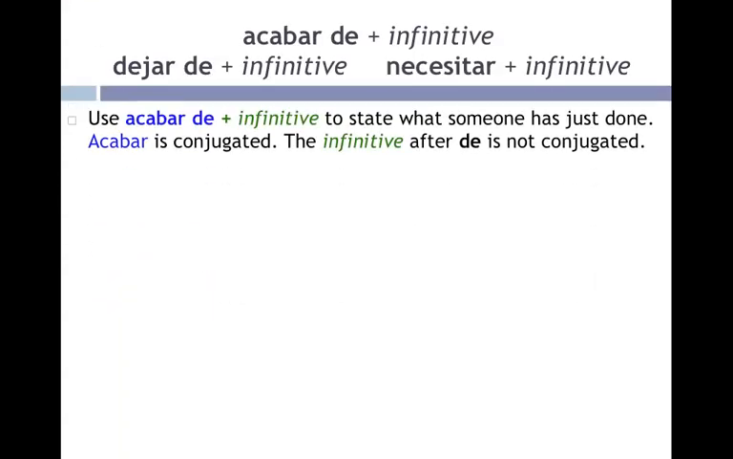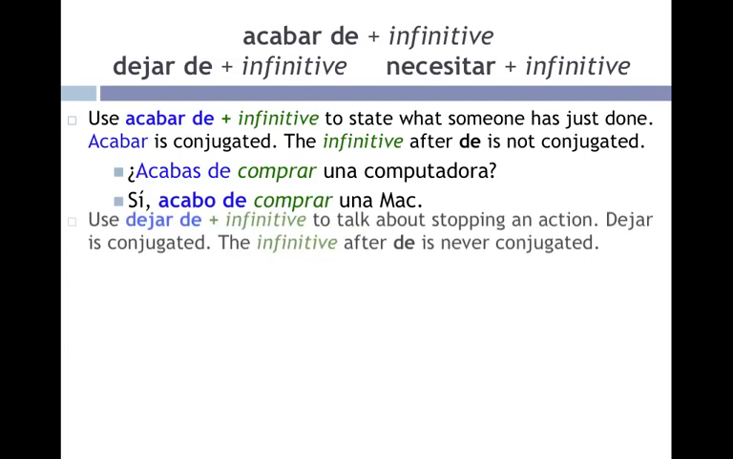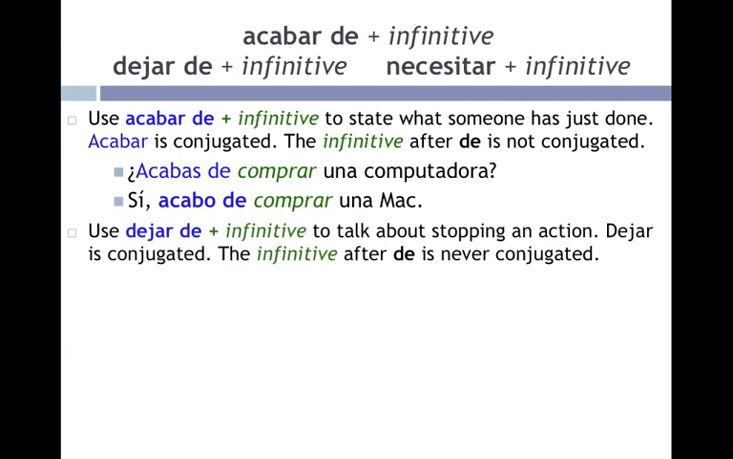So a quick recap, use acabar de plus an infinitive to state what someone has just done. Acabar is conjugated. The infinitive after de is not conjugated. Repitan, ¿acabas de comprar una computadora? Sí, acabo de comprar una Mac. Use dejar de plus an infinitive to talk about stopping an action. Dejar is conjugated. The infinitive after de is never conjugated. Repitan, por favor, dejas de estudiar en diciembre, ¿no?